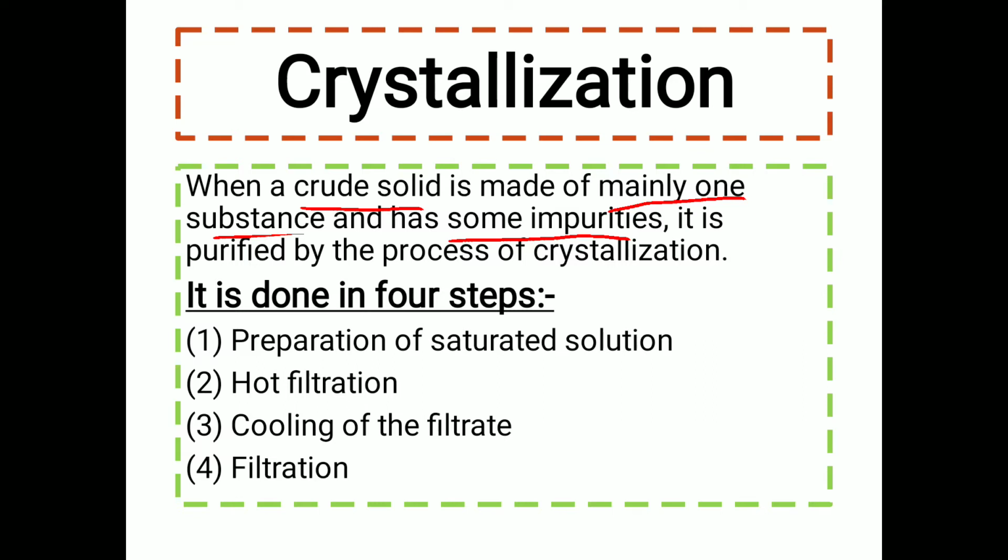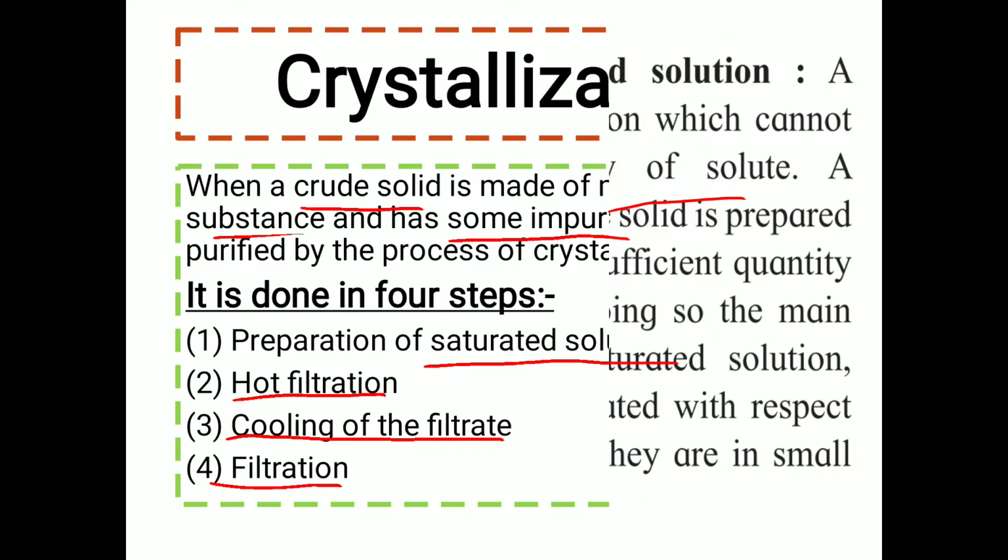The process of crystallization can be done in four steps. The first one is the preparation of the saturated solution. The second one is hot filtration. The third one is the cooling of the filtrate, and the fourth one is filtration. So to obtain the pure form of a substance, we have to carry out crystallization using these four steps. Now let us study them one by one.